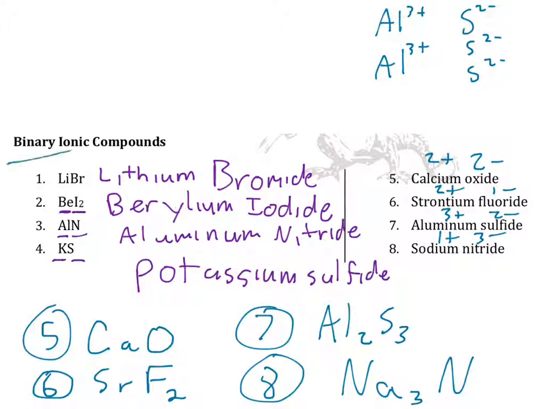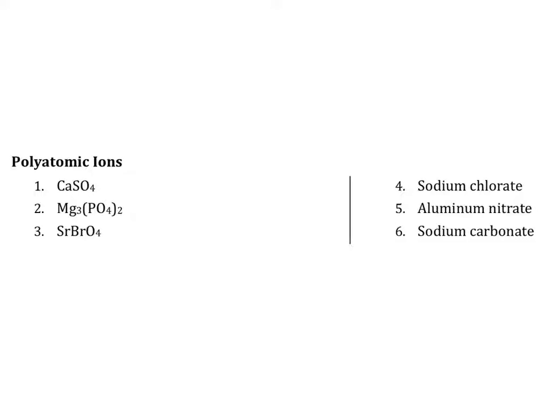Now again, binary ionic compounds means there's 2. Binary means 2. And that means there's only 2 elements involved. Now polyatomic ions means that we have an ion that has 2 or more substances. And if you look at your polyatomic ion sheet, it's on the very first page in your booklet, you'll see there's a list of polyatomic ions. So go ahead and find that. And it's really easy.